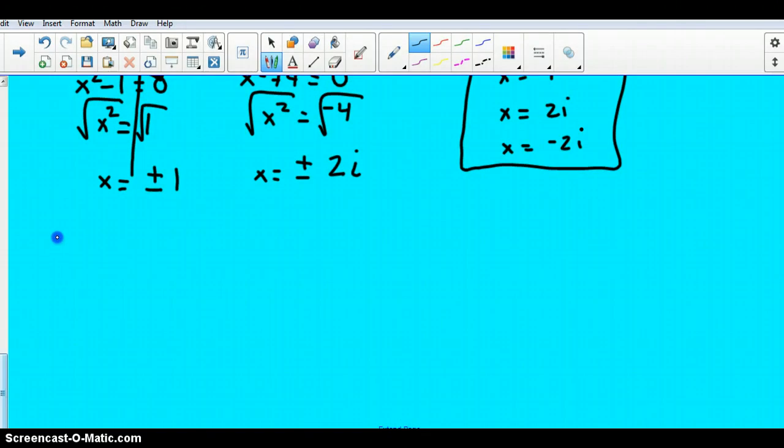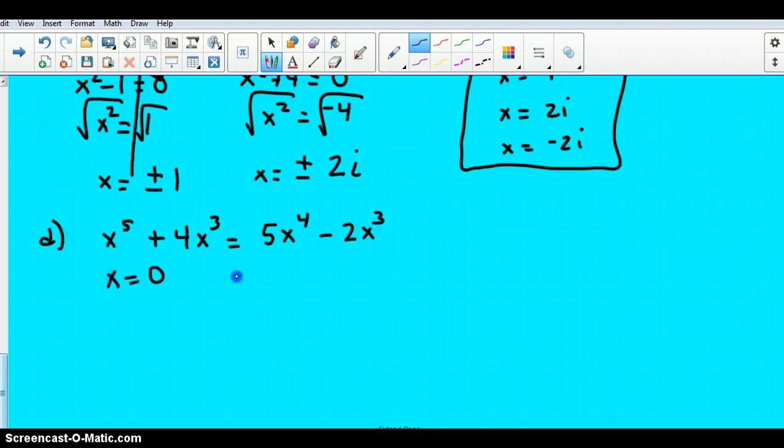Are we on D now? Okay, I want you to do this one: x to the 5th plus 4x cubed equals 5x to the 4th minus 2x cubed. How many solutions should we get? You end up with x equals 0 with a multiplicity of 3, x equals positive 2, and x equals positive 3 when you do this.